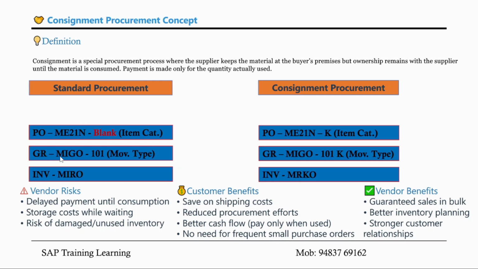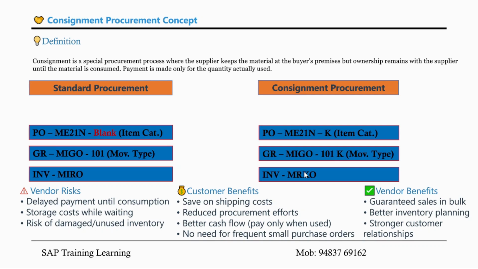When it comes to goods receipt, in the standard case you take the stock into your stock with movement type 101 using the MIGO transaction code. Here also you use the MIGO transaction code, but the movement type is going to be 101K. If this K is missing, it looks like a standard goods receipt. But since the movement type has K, the system allows the goods to come into your place, but they are not going to be your own stock. It is going to be consignment stock, and ownership is still with the supplier, but you are liable, right?